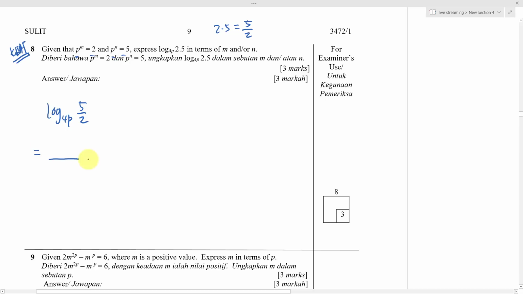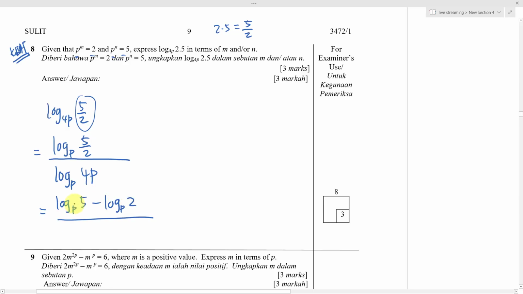So what I will do, if I want to change to log base p, I just write whatever base I want, log base p. The bigger one, the number, I write on the top, and the base I write at the bottom. Then the top is basically log p of 5 minus log p of 2, over log p of 4p, which is basically log p of 4 plus log p of p.